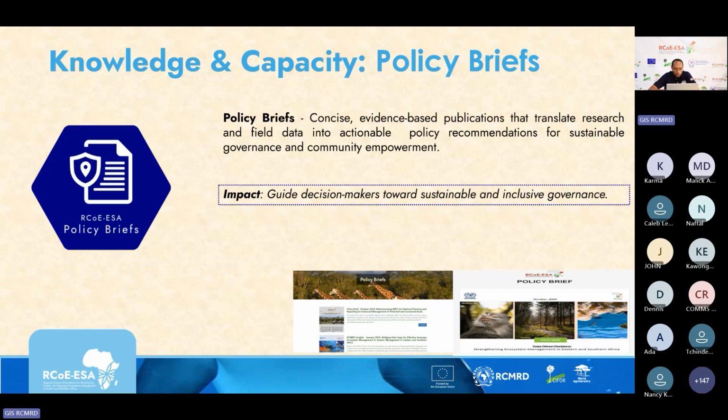We also produce policy briefs. So far, we have done a number of publications, and these are evidence-based publications based on research and field data. And we aim to come up with actionable policy recommendations that inform governance and thereby empower the community. And through this, we're able to guide decision makers towards sustainable and inclusive governance.